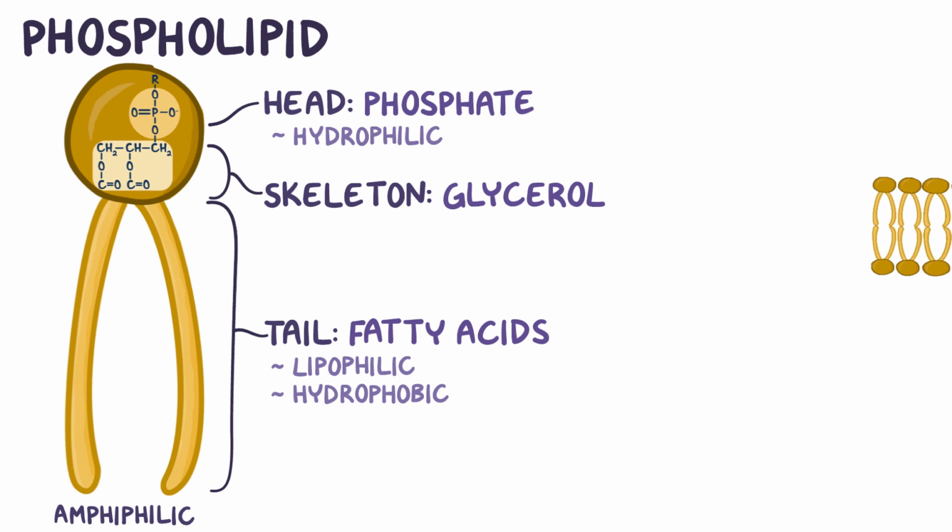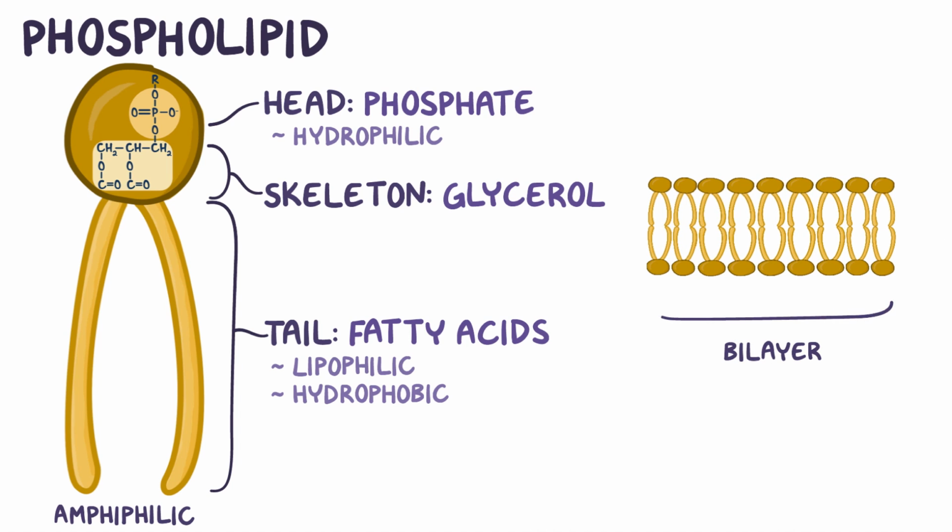In water, phospholipids form a bilayer where the hydrophobic tails are oriented inwards, where there are no water molecules, and the hydrophilic heads are oriented outwards in contact with water. So the plasma membrane forms a wall with water on both sides.